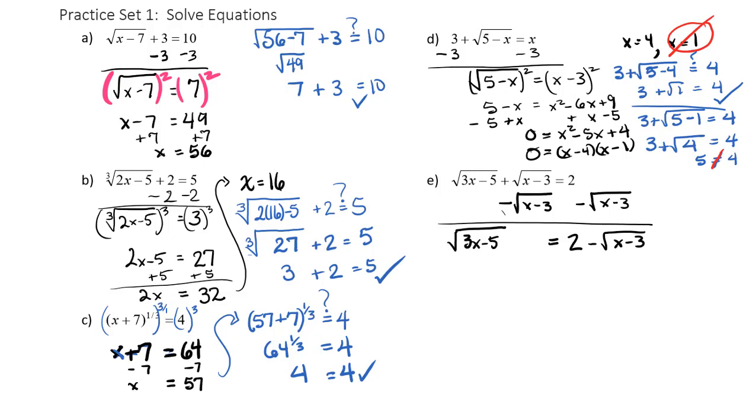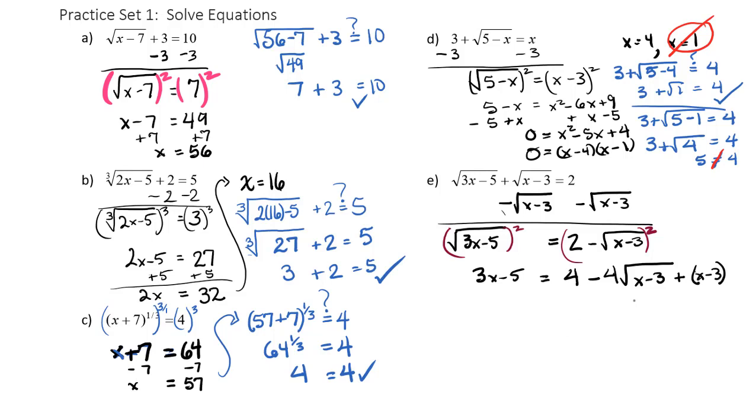Now we need to raise both sides to a second power. On the left side, I'll be left with 3x minus 5. On the right side, I'll have 4 minus 4 root x minus 3 plus the quantity x minus 3. And the square goes away because we're multiplying a radical to itself.